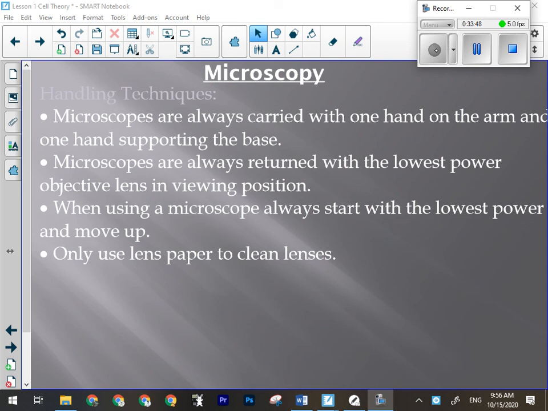I'm never going to ask you to label a diagram with a microscope, by the way. Just know what the parts are, so when I say, do this, you know what I'm talking about. You don't look at me like I'm speaking Greek.